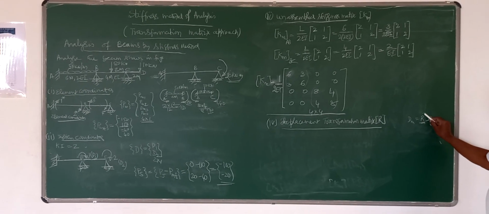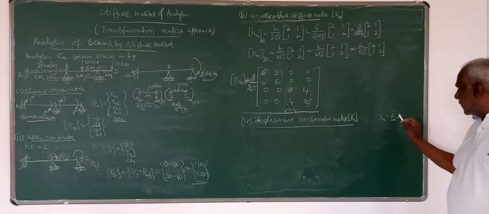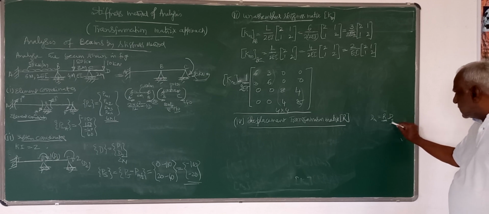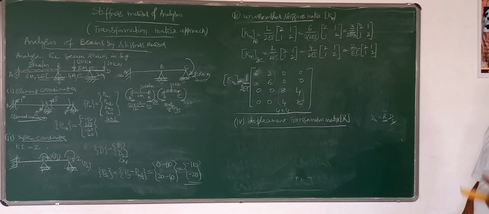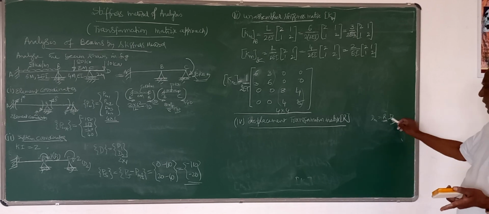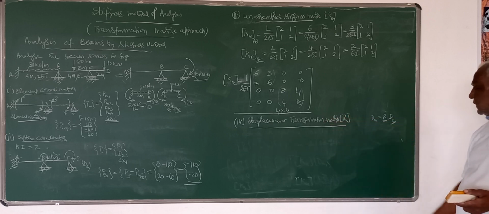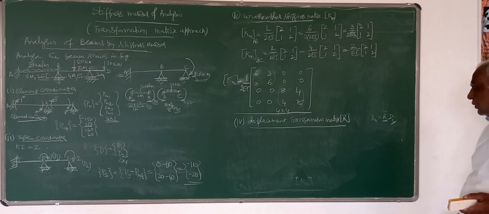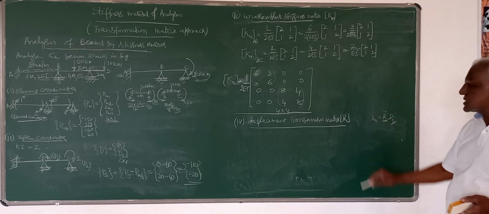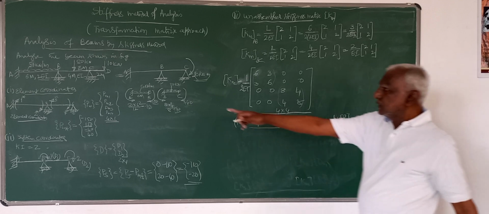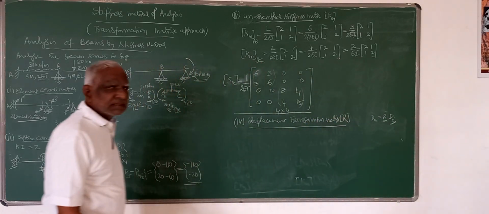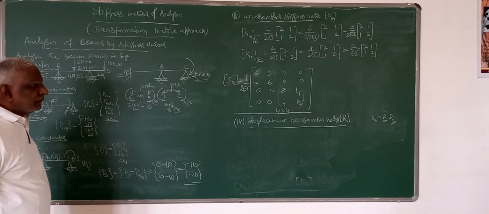The elements of R we are going to get by applying a unit load along the system coordinates, one at a time. That is, successively along each of the system coordinates, I have to apply a unit load and find the corresponding displacement along the element coordinates. That is how you generate this transformation matrix.